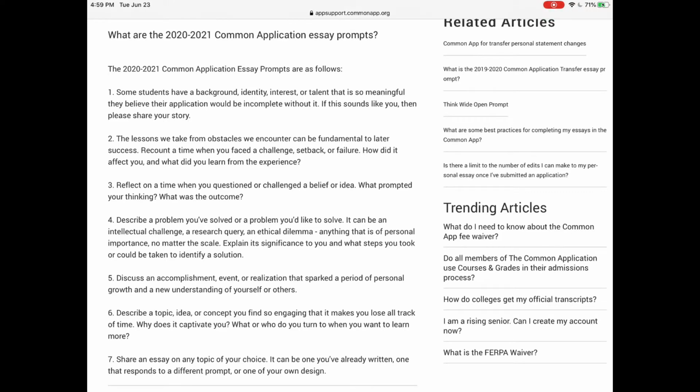You can see the prompts below here, and they basically talk about challenges or obstacles you've gone through, background, identity, talent, things that have changed your beliefs, altered your experiences, made you who you are today. Basically an essay telling about you, right? So going over your experiences and talking about why you're special, or why what you've gone through has made you a really reflective, aware person.